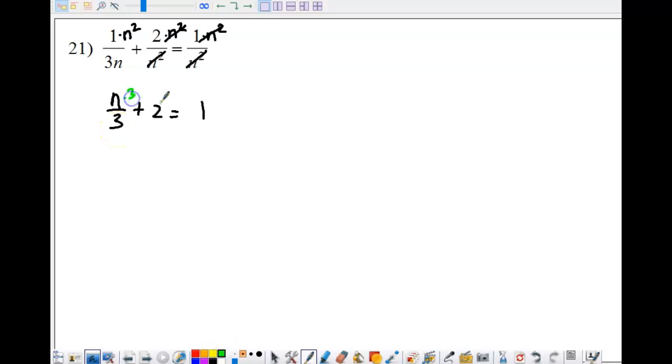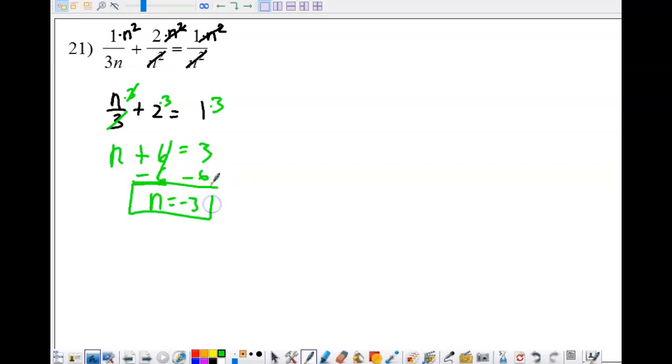So times 3, times 3, times 3. So here these cancel, leaving me with n. Nothing cancels here, so then I'm left with 6 equals 3. And subtraction gives us our answer, which is -3.